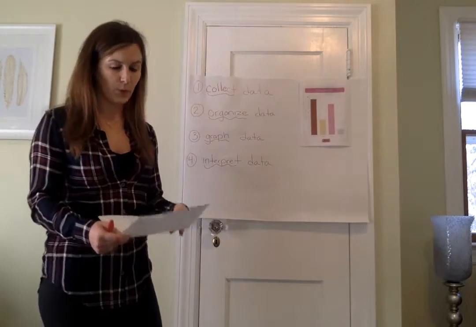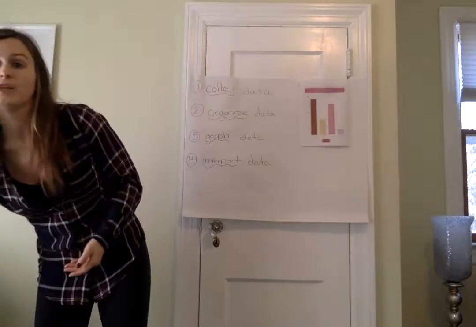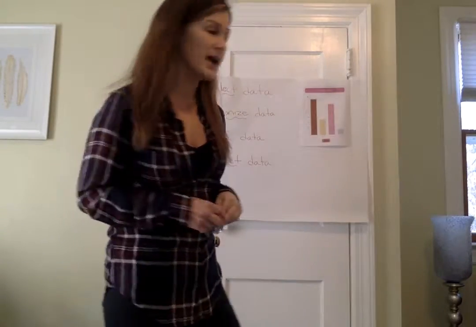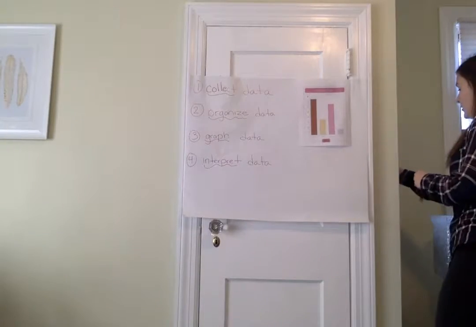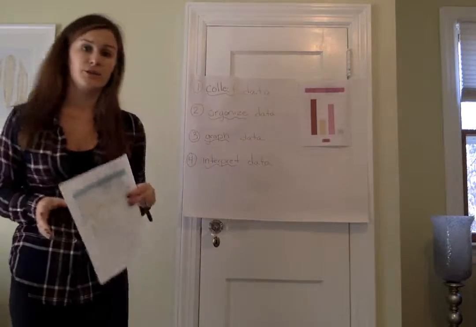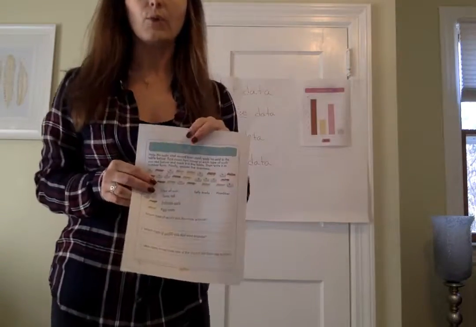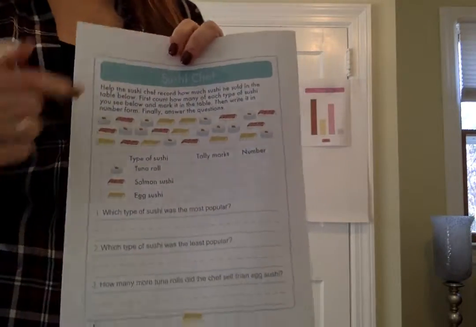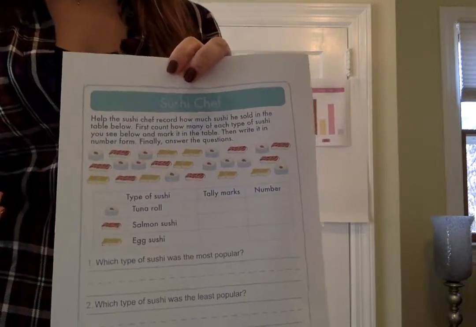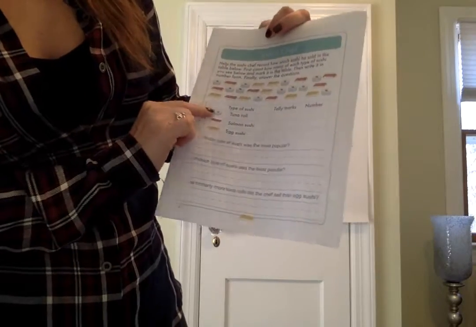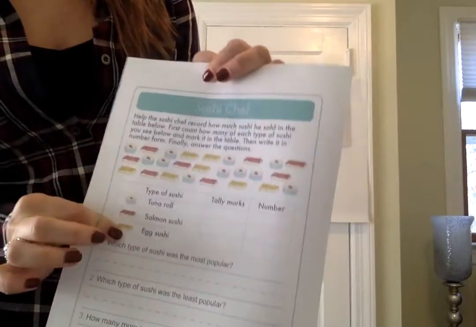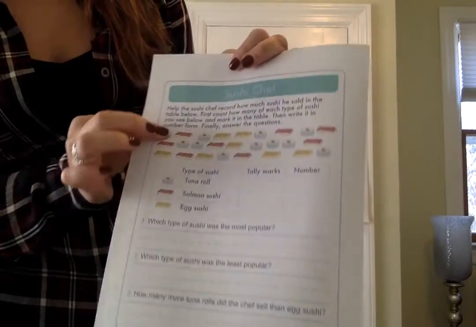Okay, and what's the most important information from the bar graph that we learn. Now, what we're going to do today right now as a class is we're going to try to collect, organize, graph, and interpret. Now, we're going to count how many sushi we see. We're going to first collect the data. So, we have a tuna roll sushi, a salmon roll sushi, and an egg roll sushi, okay? So first we need to collect the data.